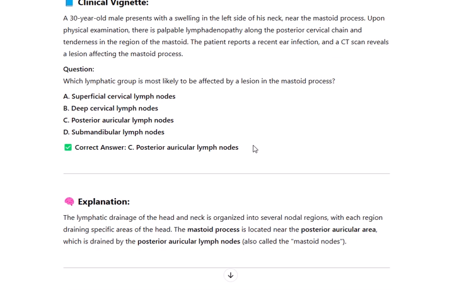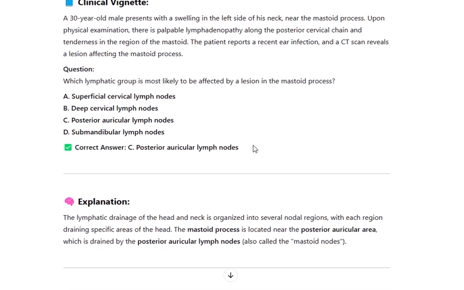Clinical vignette. A 30-year-old male presents with a swelling in the left side of his neck near the mastoid process. Upon physical examination, there is palpable lymphadenopathy along the posterior cervical chain and tenderness in the region of the mastoid. The patient reports a recent ear infection, and a CT scan reveals a lesion affecting the mastoid process.